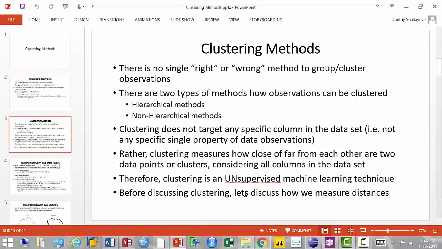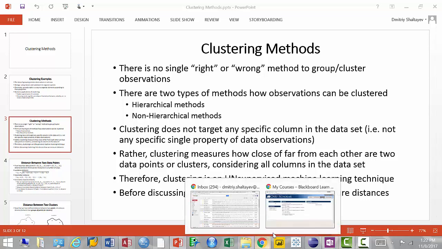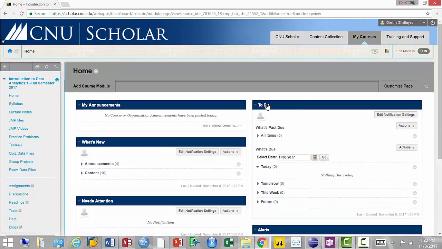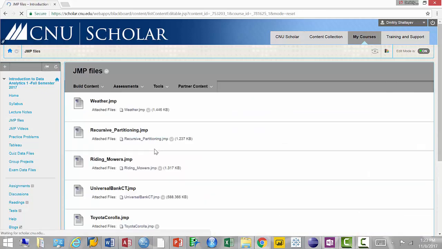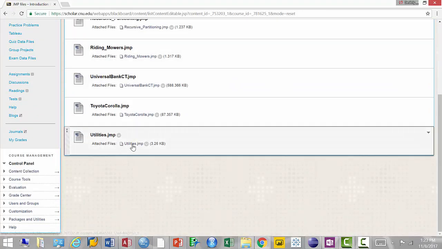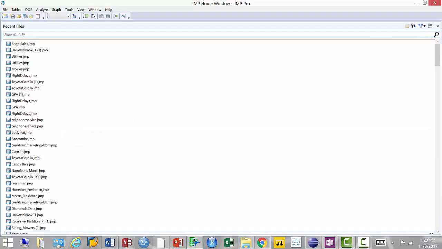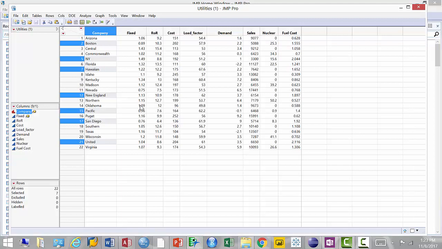So let me actually show you an example, just to put that in perspective. Go ahead and log into Scholar. In the JMP files, I believe I posted utilities right there. So download the file utilities and open it up in JMP, just to give you an idea of what I mean exactly by clustering.